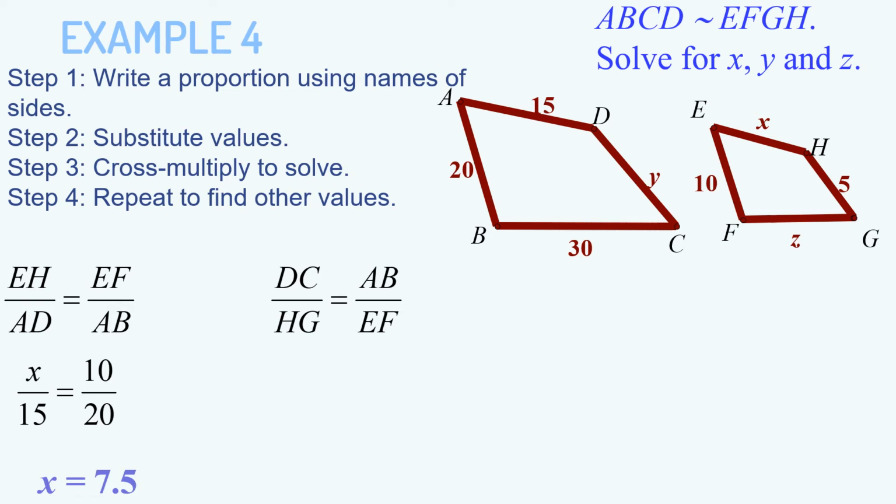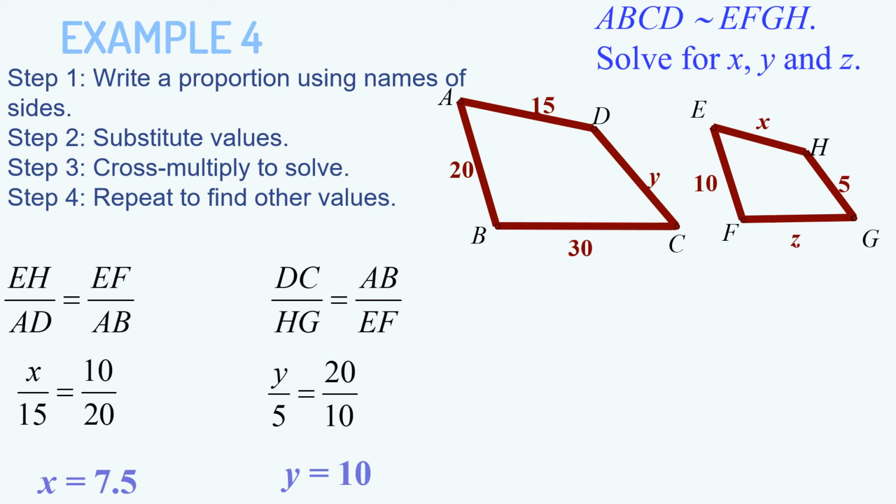So in the next step, like before, we're going to substitute the values. DC is the value that we're looking for, is y. HG is 5, equals the ratio formed by AB, that is 20, over the length of EF, that is 10. So we have an equation between 2 ratios, a proportion, and what we do again is multiply across to solve the proportion. And again, if you leave alone the y, it is being divided, so it passes multiplying, so y equals 20 times 5 divided by 10. So the value of y is equal to 10.